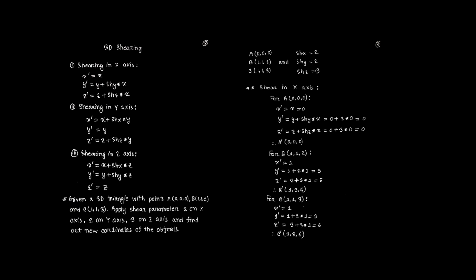After applying the shearing parameter of the x-axis, the new points will be A(0,0,0), B(1,1,2) and C(1,3,6). We can see the process of extracting the points on the display.